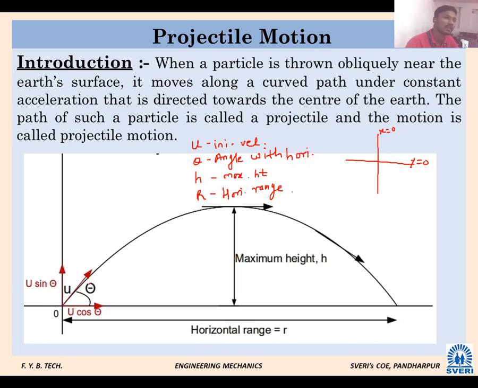Similarly, whatever path is traced by this object, suppose at any instant it takes the point x and y. For that we have to derive the equation. That is called the equation of trajectory. This gets very lengthy.